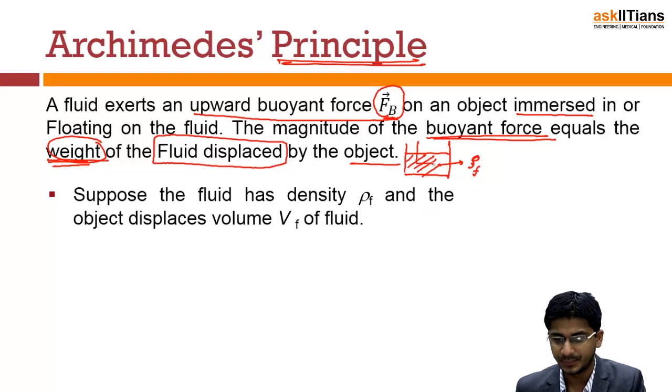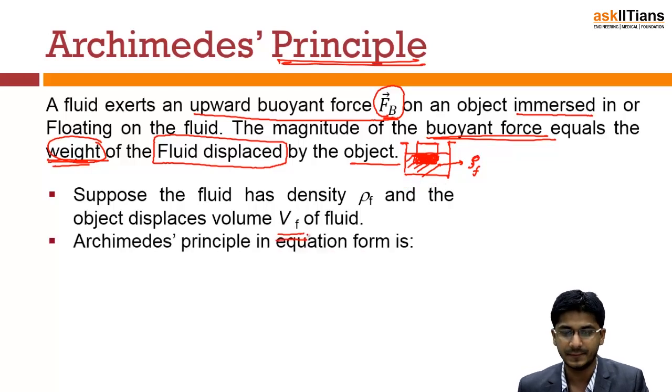Now suppose I put an object like this. Here I am showing it partly submerged, and it displaces a volume. The volume displaced is the volume of the block that you see submerged. This volume will exactly be equal to the volume of the fluid displaced, and we assume that this volume is Vf.